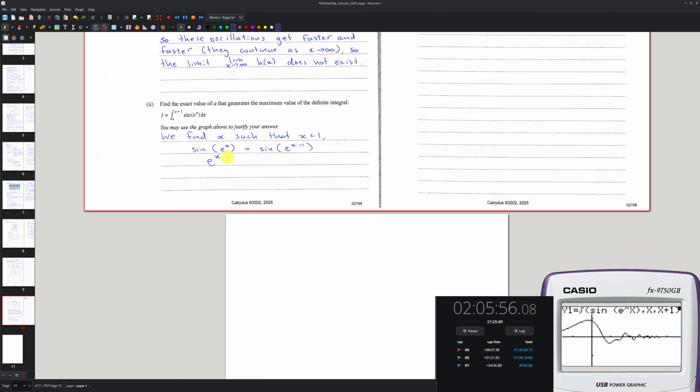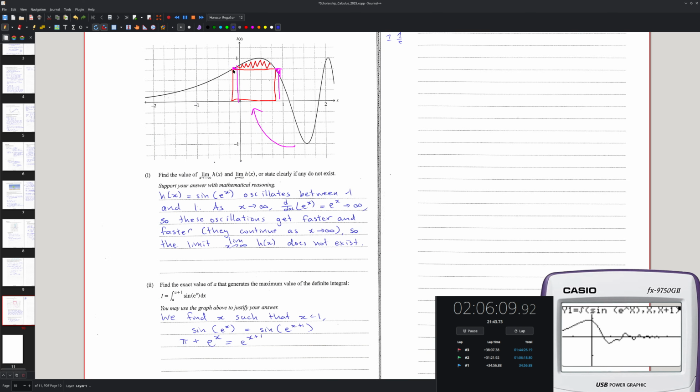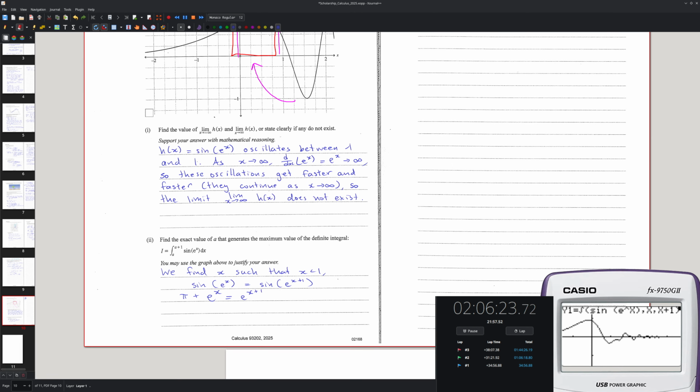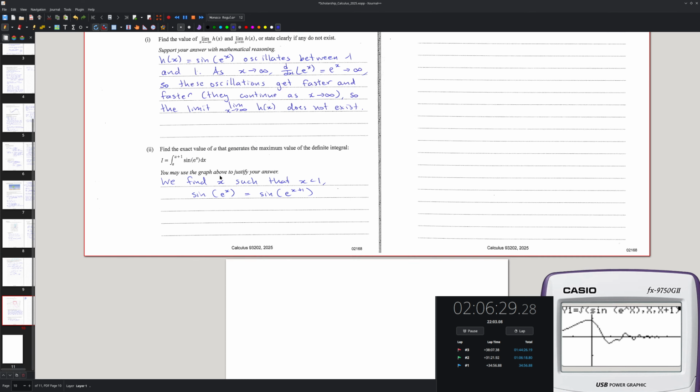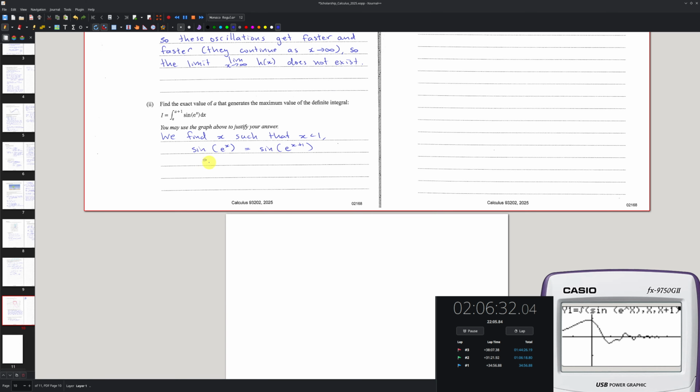So e to the x is equal to e to the x plus 1. So pi plus that. Is it pi plus that? Well, one of them is slightly less than 0. One of them is slightly less than 1, right? e to the x plus e to the x plus 1.